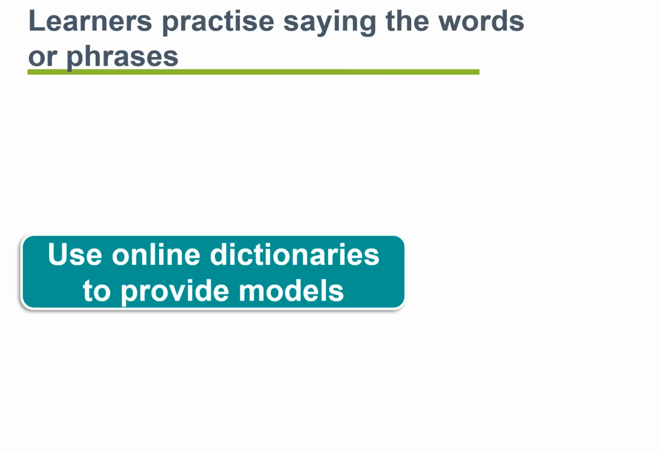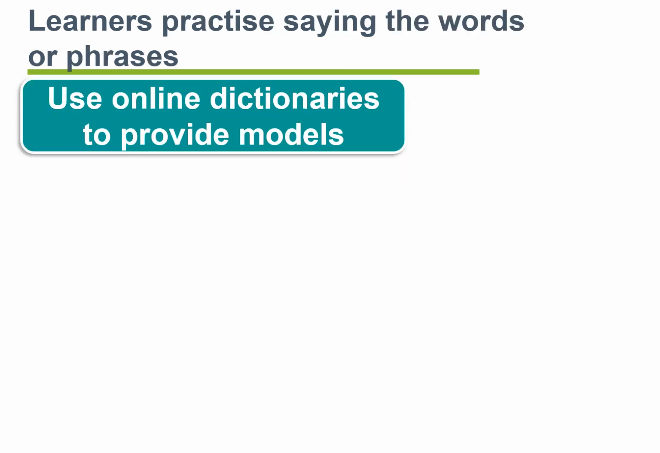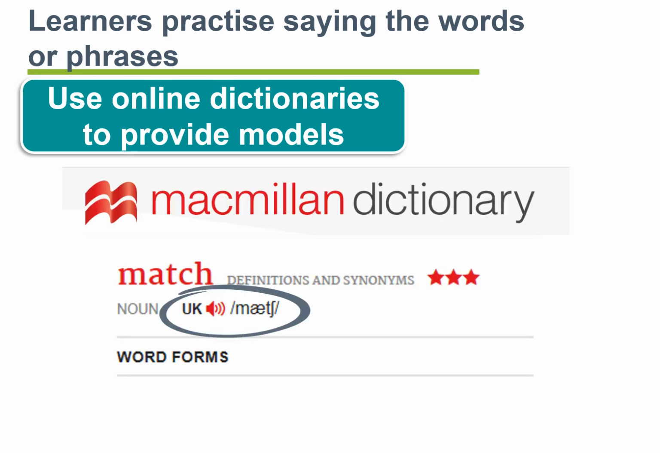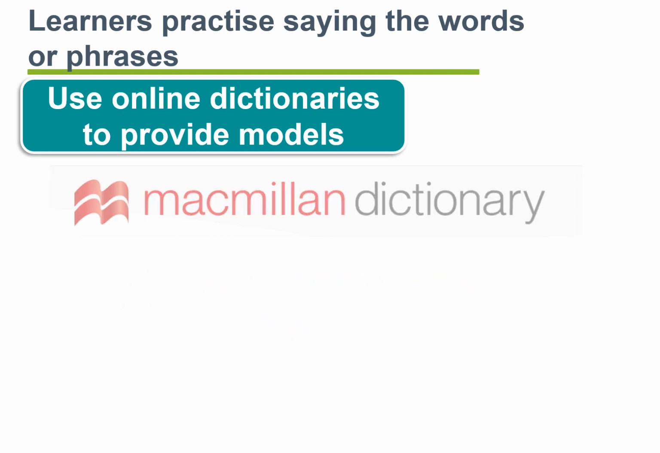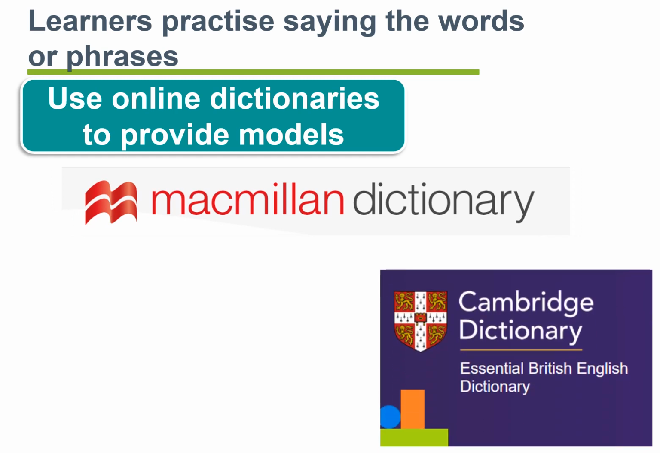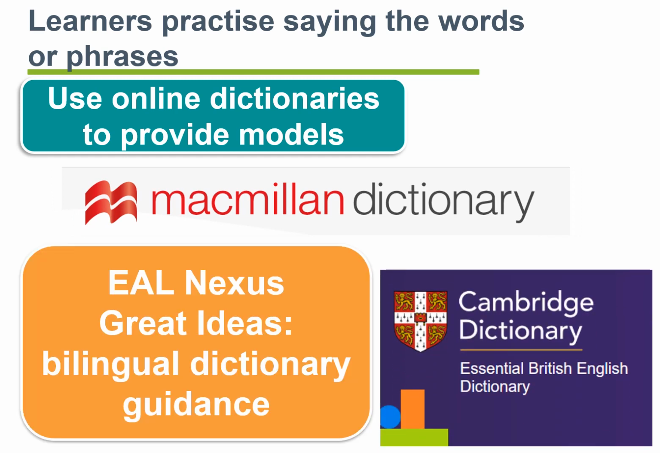You could also ask your learners to use online dictionaries to help them hear how the words or phrases are pronounced. They can then try repeating this to practice this themselves. Macmillan Dictionary and Cambridge Dictionary both have this function of being able to click on a word and hear it. For information on bilingual dictionaries and how to use them with your EAL learners, go to the Great Ideas Nexus page.